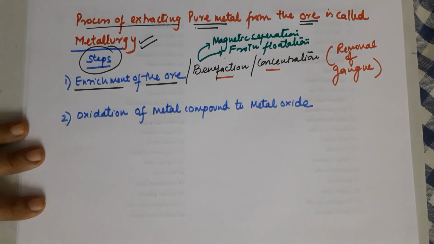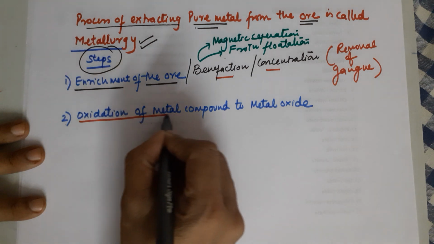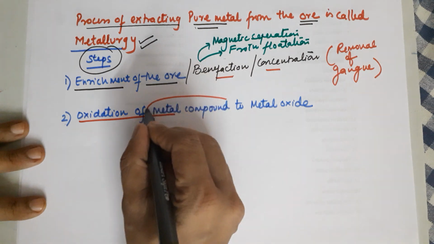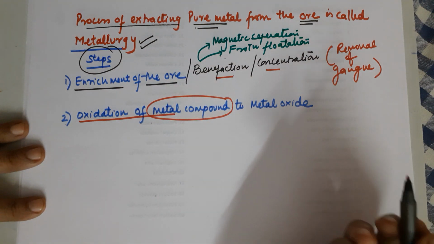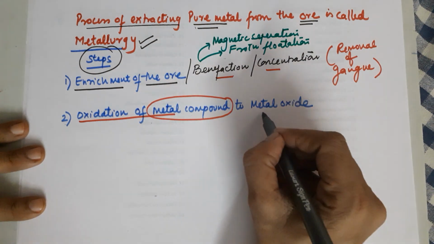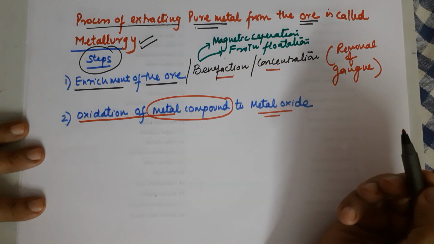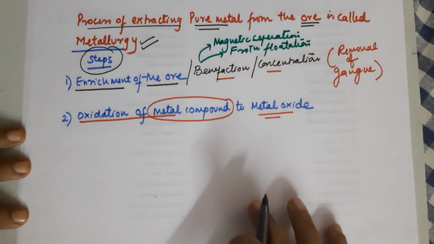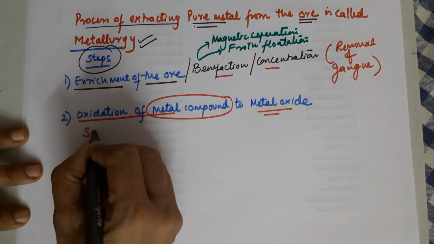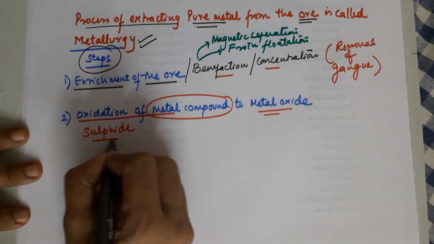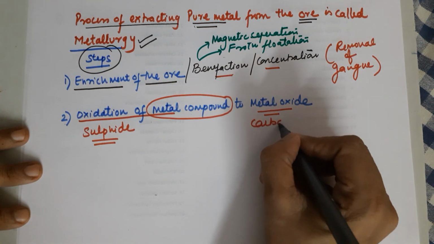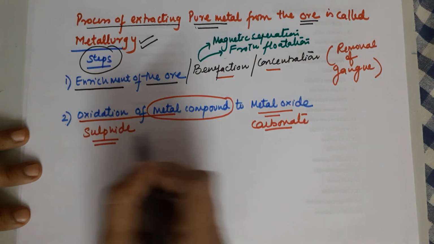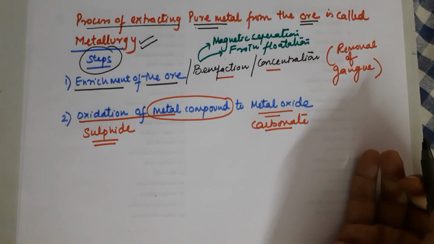Moving on to the step 2. The step 2 is oxidation of the metal. I had already told you, generally your metal compound is an oxide, but in case it is not an oxide, you have to convert it into an oxide because the extraction becomes easier from the oxide. Now let's say I have the metal as a sulfide, or I have the metal as a carbonate. So the agenda would be to transform my metal sulfide and the metal carbonate into its oxide.